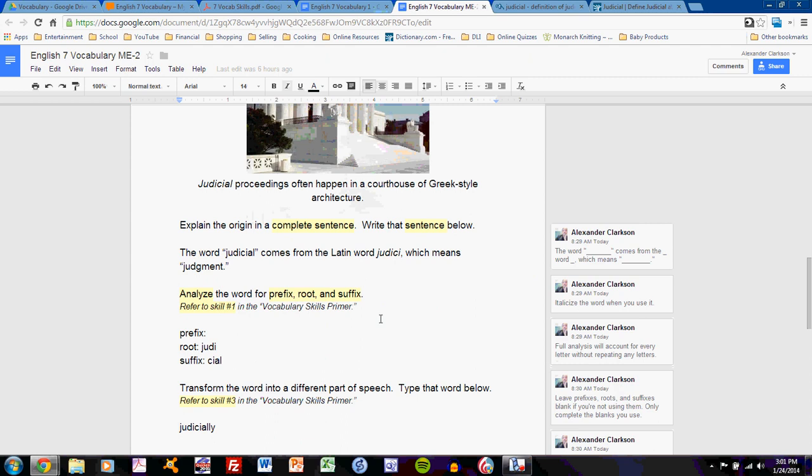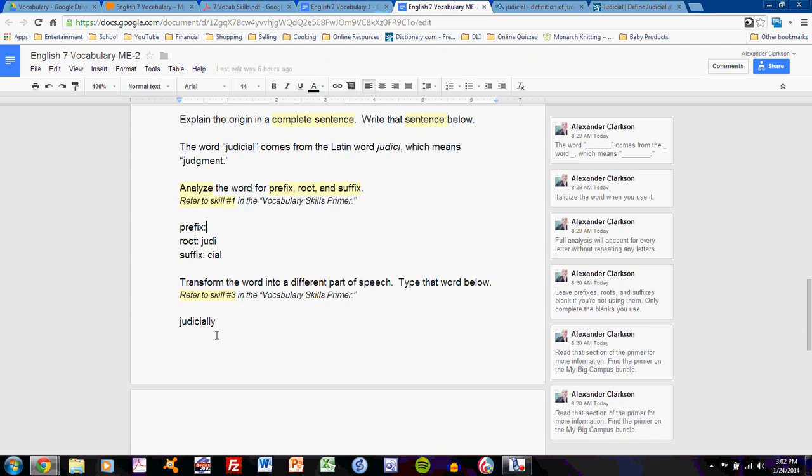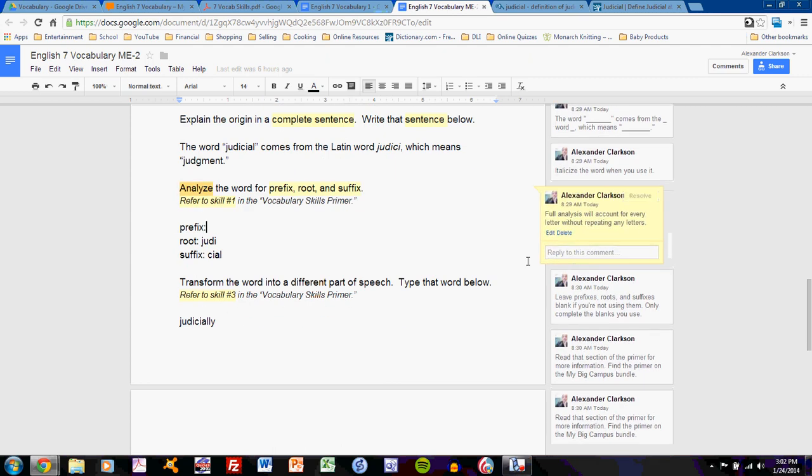Next, you must analyze the word for prefix, root, and suffix. That means that you can find a prefix, a root, and a suffix and take them apart into separate blanks. Judicial only contains a root and a suffix. How might you find that root and suffix material? Well, take a look in the dictionary. Look at word origins. We'll talk about this in class, but you can use reference material to help you divide a word into prefix, root, and suffix. If the word does not contain a prefix or does not contain a suffix, leave that blank. Remember the note. Full analysis will account for every letter of the word without repeating any letters.